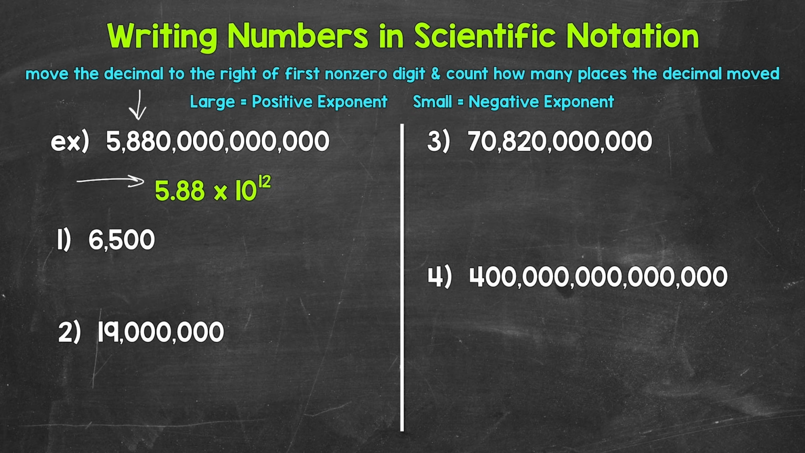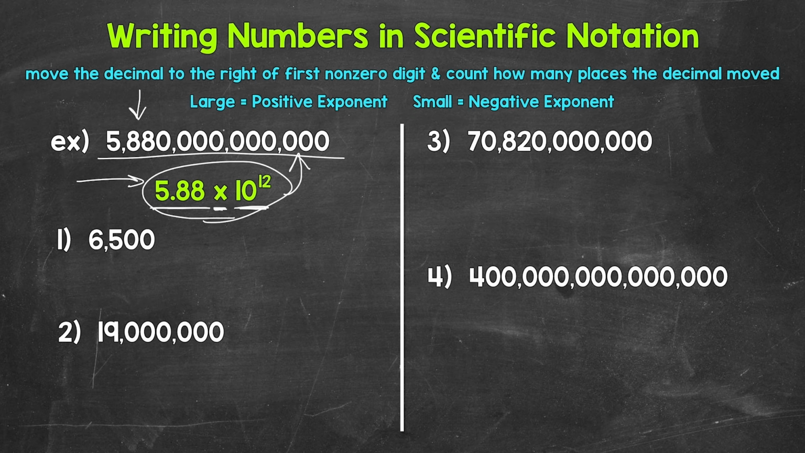Now, when it comes to scientific notation, we're going to have a number that is greater than or equal to 1, but less than 10. And we're going to multiply that by a power of 10. Now keep in mind, these are equal. 5.88 times 10 to the power of 12. So the scientific notation is equal to this number. So how do we go from this to this?